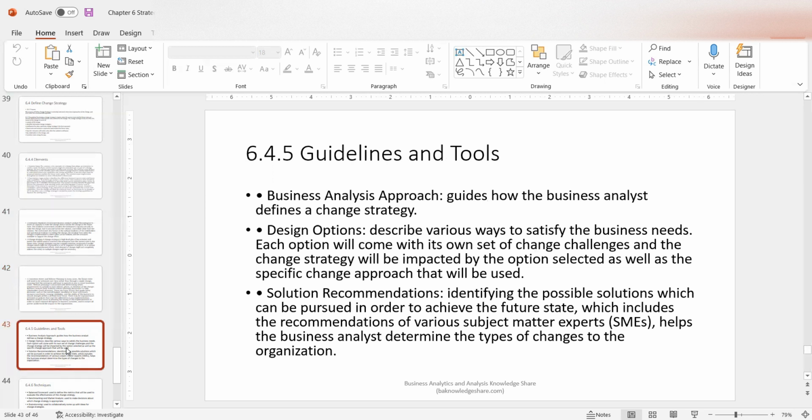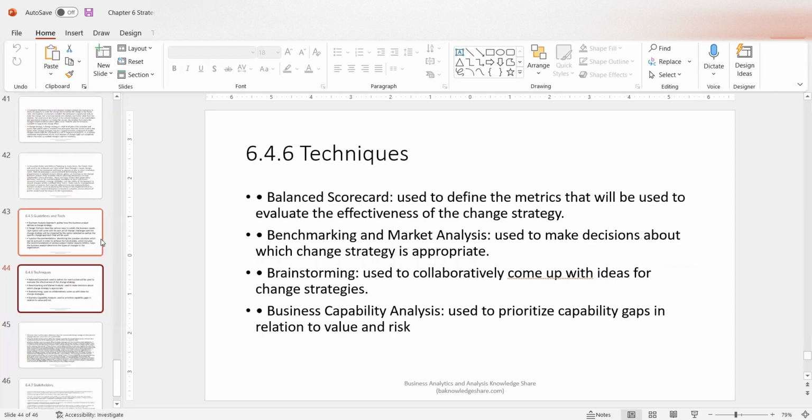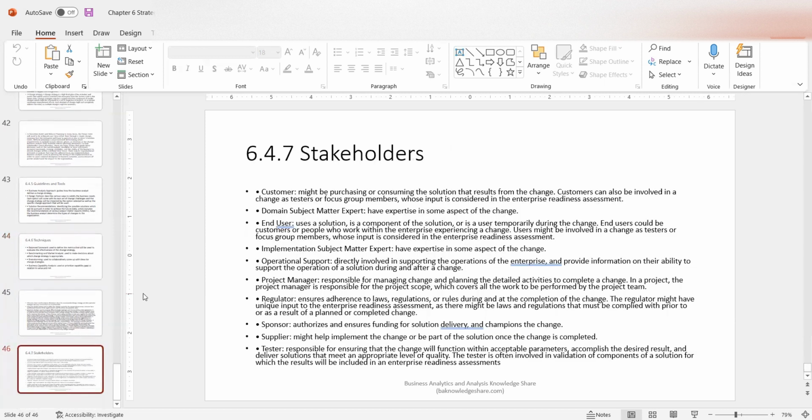Some of the guidelines and tools here are the business analysis approach, the design options, and the solution recommendations. Techniques used here are the balanced scorecard, benchmarking, and numerous other techniques. The stakeholders here are the customer, domain subject matter expert, end user, implementation SME, operational support, PM, regulator, sponsor, supplier, and tester. So this ends the chapter on strategy analysis, which is chapter 6 of the CBAP guide.